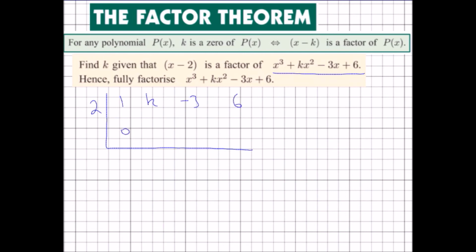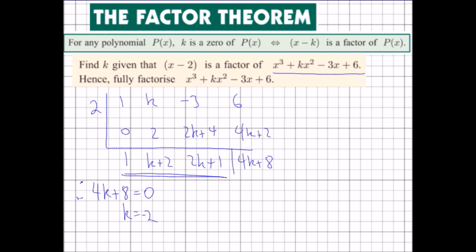I'll put a 0 down first, add the columns, multiply by 2, add new columns, and multiply again, add up these two, then multiply that by 2. And when we add these two last terms, what we end up with is the remainder, which in this case equals 0. So 4k plus 8 must equal 0. And if I solve that, I'll get k equals negative 2, as we did previously. The good thing here, however, is now I'm left with my quadratic factor. There it is there. And I can replace k equals negative 2 to get that factor.